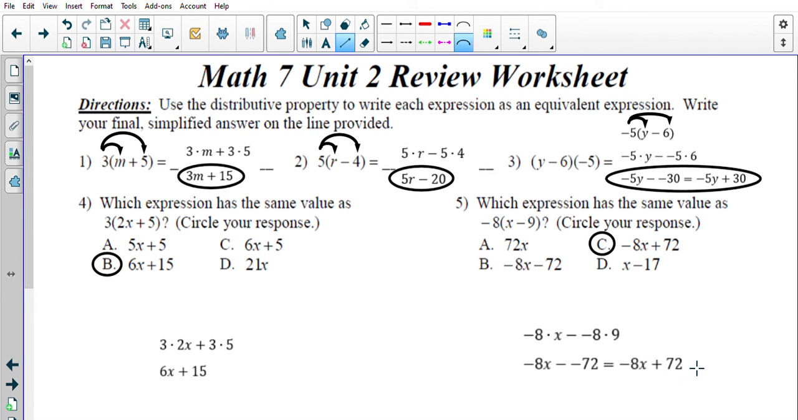It's really important that you don't get this solution right here and say, well, letter B is really close. I have a minus negative, but this is subtraction, so that's close enough. It's not equivalent to negative 8x minus negative 72, but negative 8x plus 72 is, so be careful.